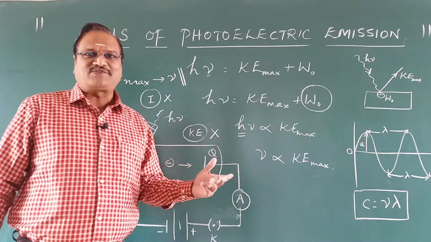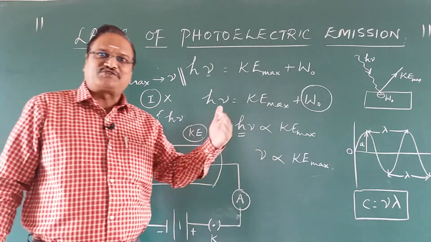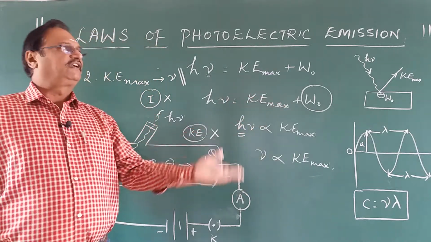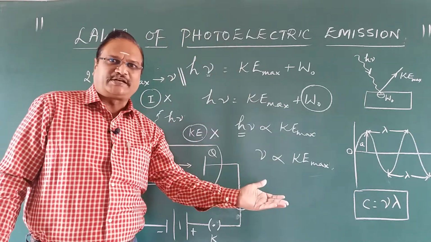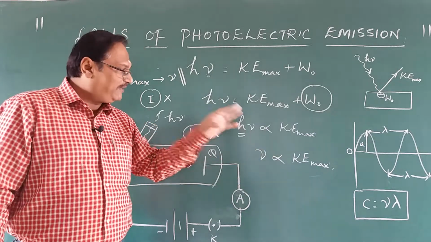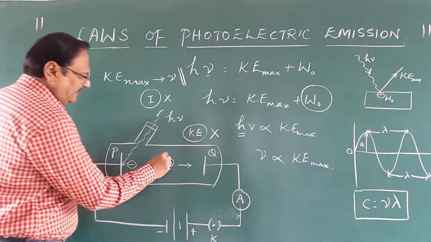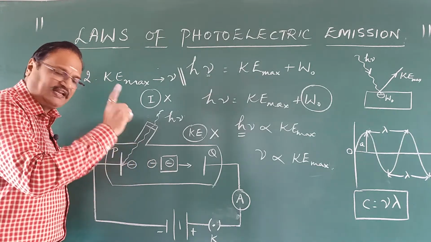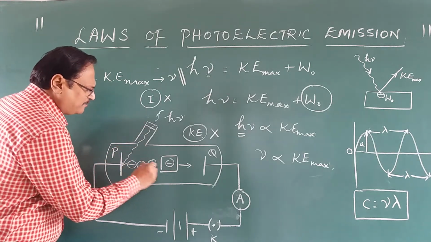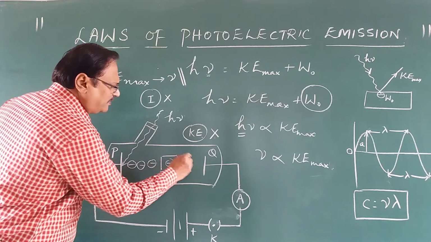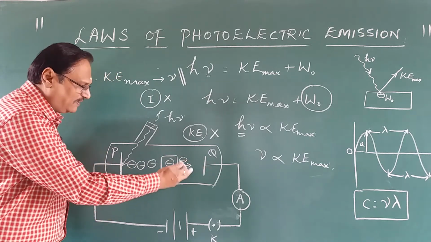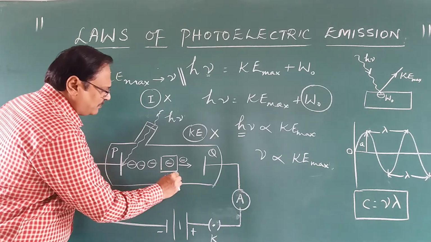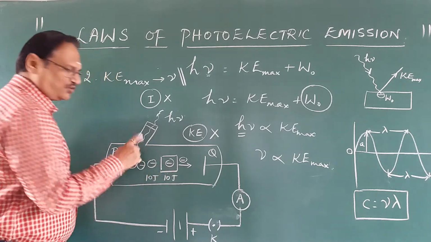What do you mean by frequency? The number of waves coming per second. It depends on that, not on the amplitude. Whether it is higher amplitude or lower amplitude, that does not make any difference to the kinetic energy of the electron. Yes, intensity will affect the number of electrons. Maybe more electrons may be ejected out. But if the kinetic energy is 10 joule, they all will have only 10 joule.